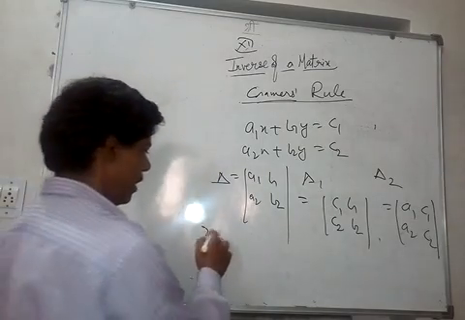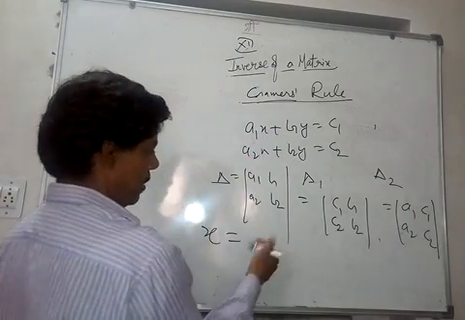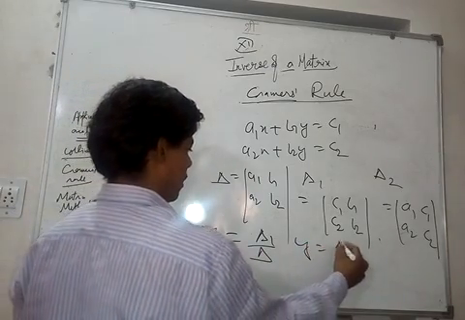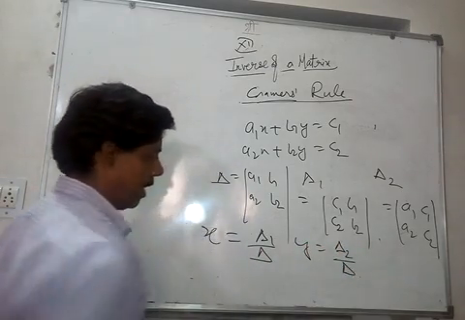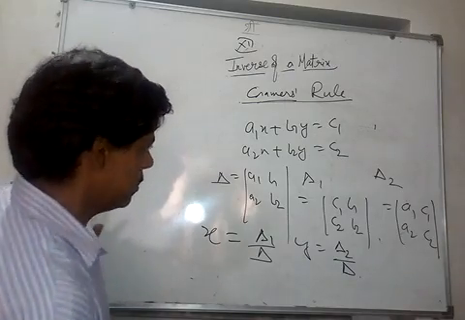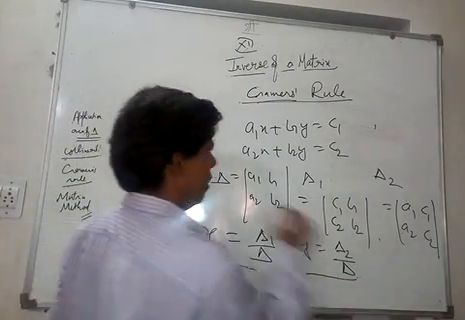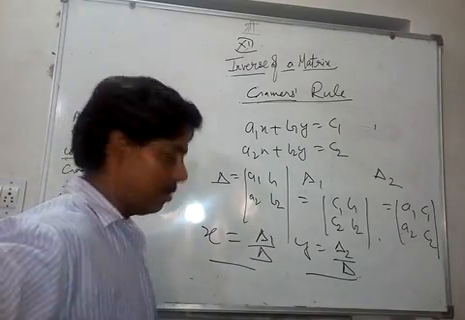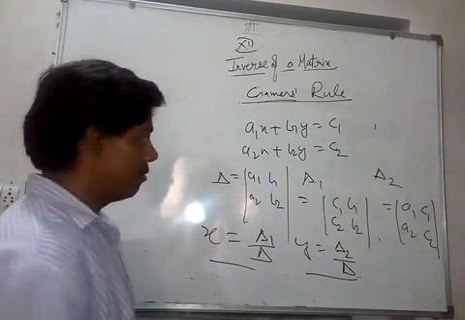Now you can write x. The first variable x is equal to delta 1 upon delta, and the next variable y is equal to delta 2 upon delta. That's it. This way you will get the answers for x and y, and the system can be solved. This method is called Cramer's rule. We'll take one example and solve it this way.